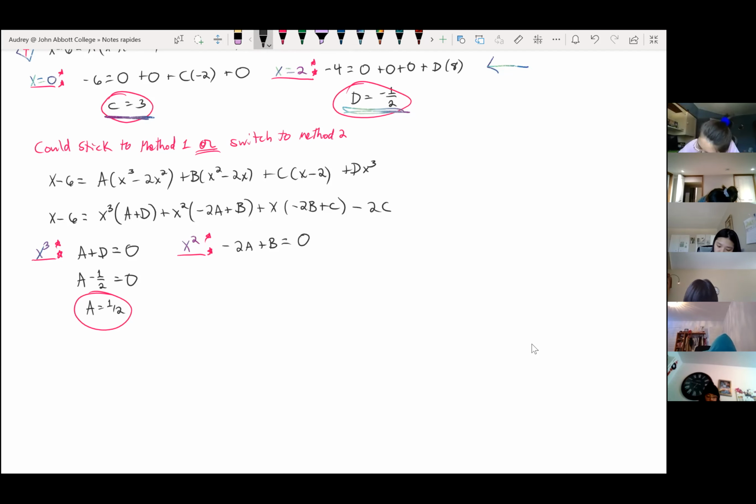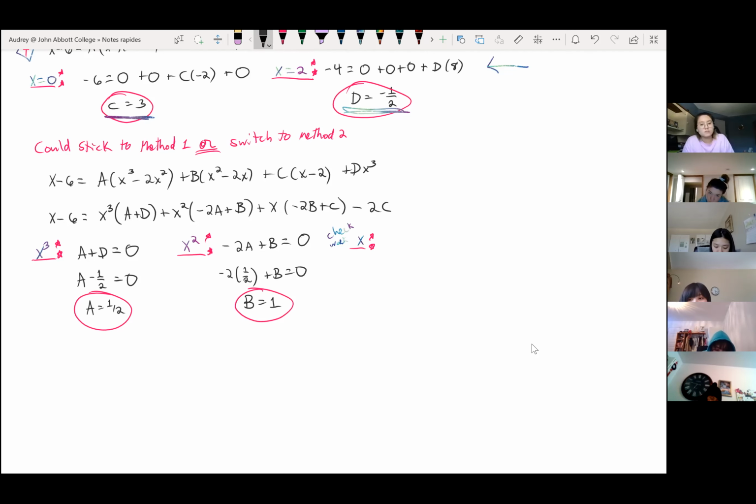Because I did method 1, I knew d, I was able to solve for a, which means that now I can easily solve for b. Well, and now I have everything. That said, I can double check my work if I want. I can go on and I can still do x, so check work.